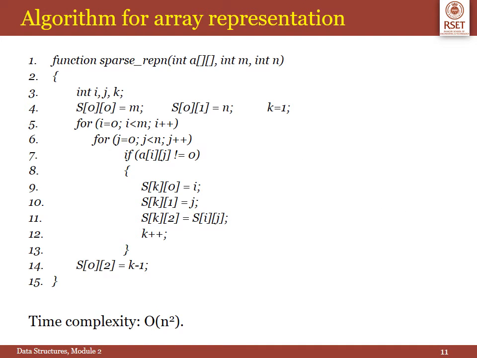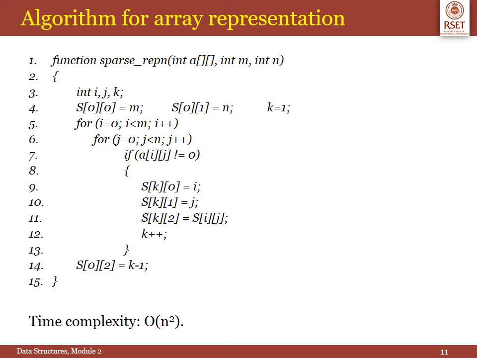This is a function to convert a given matrix to its sparse form. Now in line number 4, we are storing the total number of rows and total number of columns in the original matrix. Line numbers 5 and 6 are the loops to iterate through the original matrix. In line number 7, we check if an element is not 0. If it is not 0, then we make an entry in the sparse matrix through lines 9, 10, 11 and 12. And finally in line number 14, we are storing the total number of non-zero elements.